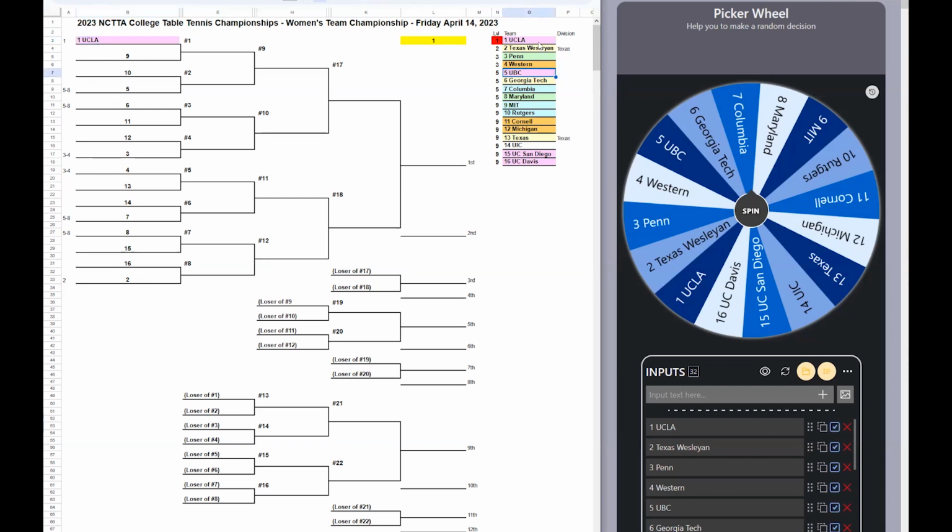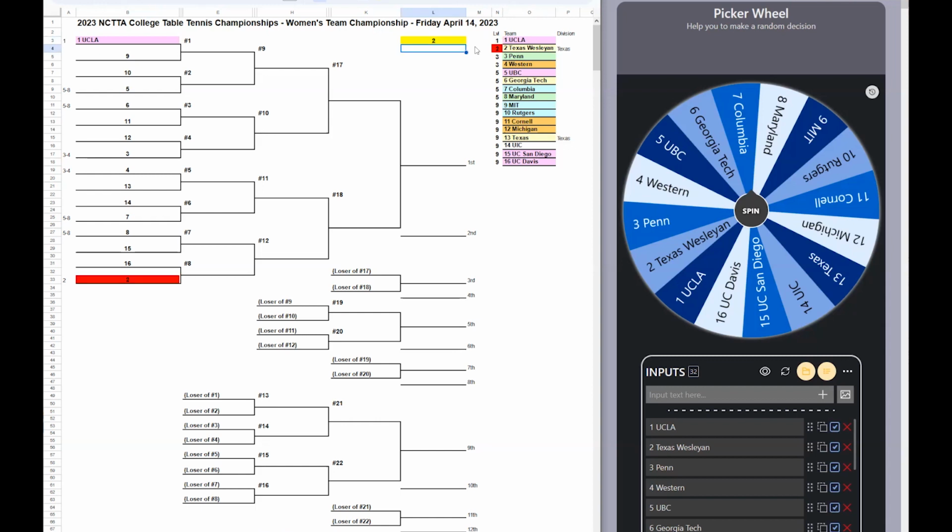And again, the color that I've highlighted here represents the region that they're from. So the pink is the West, yellow is South, this green is Mid-Atlantic, etc. And that way we can see very quickly that we're avoiding having players or teams from the same region play each other in early rounds. Okay, we'll go to the next level of seeding.